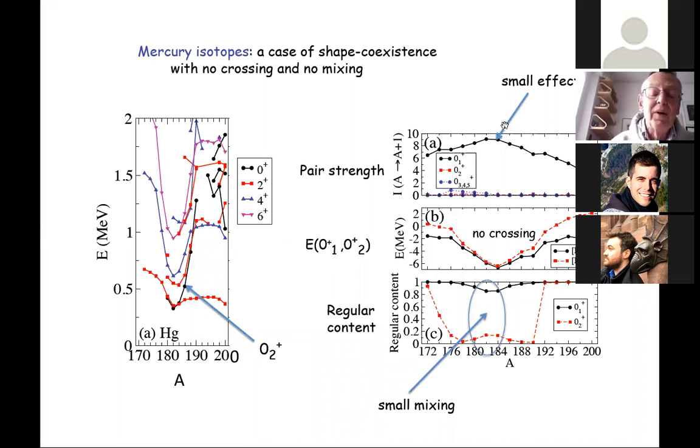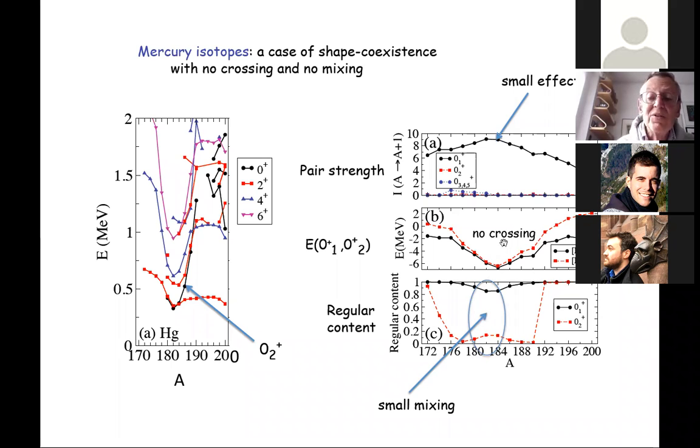Of course, you don't need to always have crossing. You can have shape coexistence with no crossing and also no mixing. This is the case of the mercury isotopes. If you look at the figure and just the energies of the second 2+ and this parabola that has a minimum, then you can think that you follow again the same behavior that we saw in zirconium, but in this case the calculation, which I've done with the IBM with the intruder configuration, shows no crossing between the normal and the intruder state, and also the regular content of the ground state, as you see, is practically always 100%.